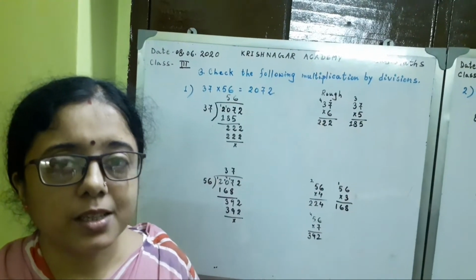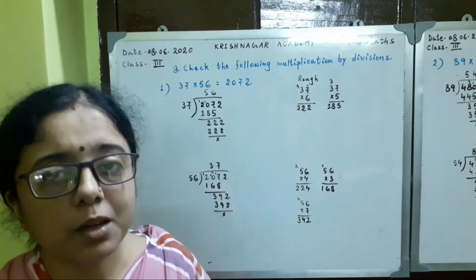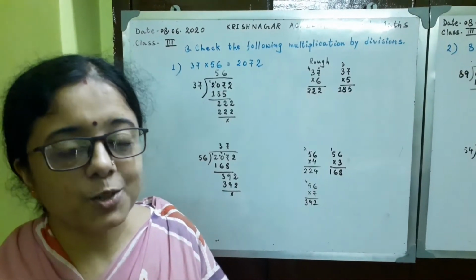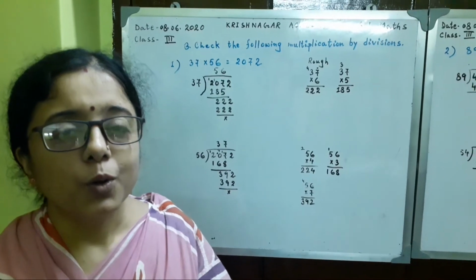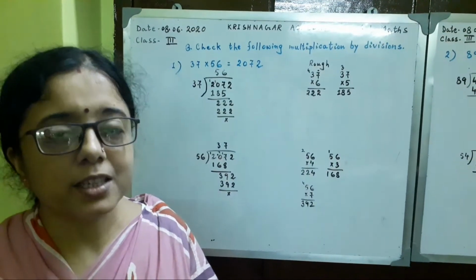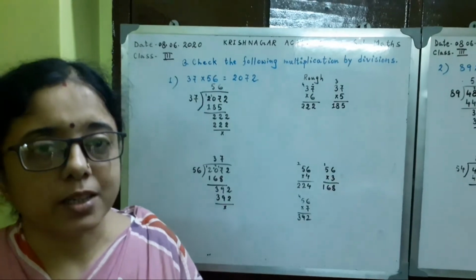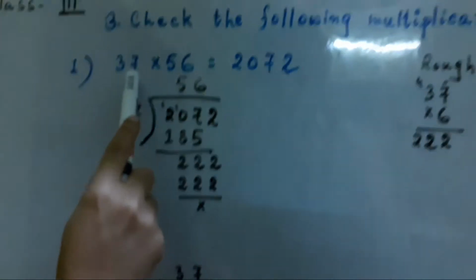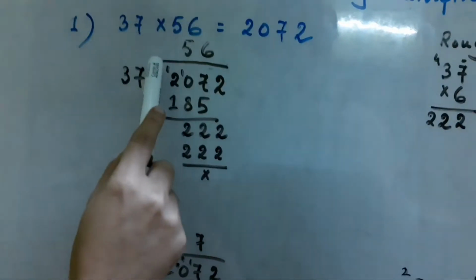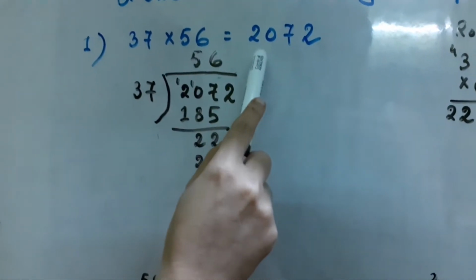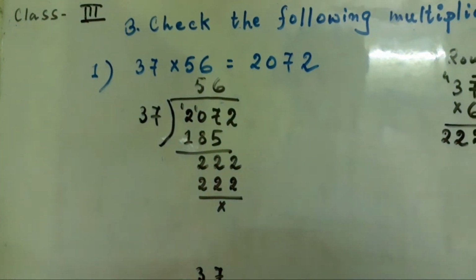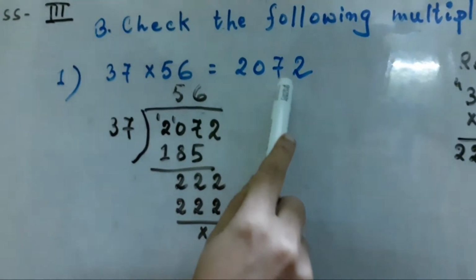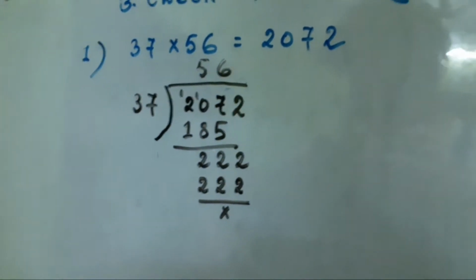In today's class, we will learn how to check whether the multiplication fact is correct or not. My dear students, you all know when we multiply two factors, we get the product. Look at sum number 1. Here, 37 and 56 are the two factors of the product 2072. We will check whether our answer 2072 is correct or not.